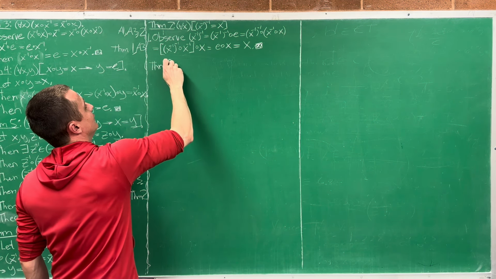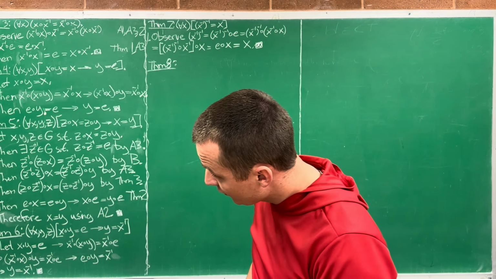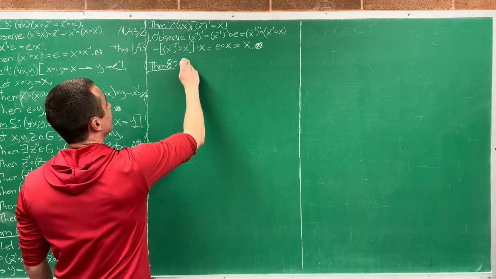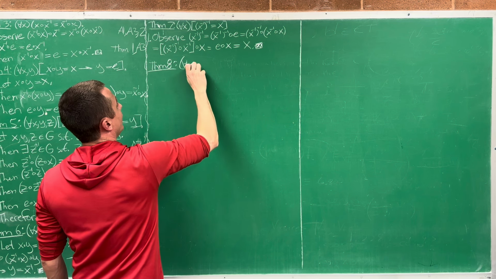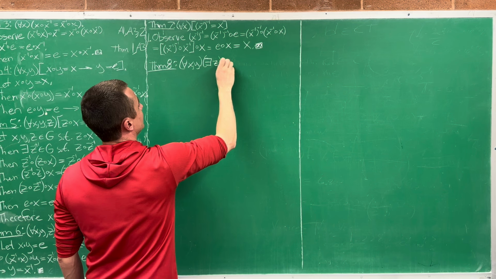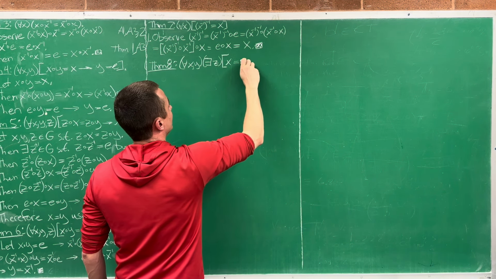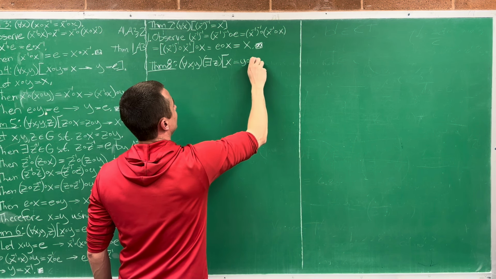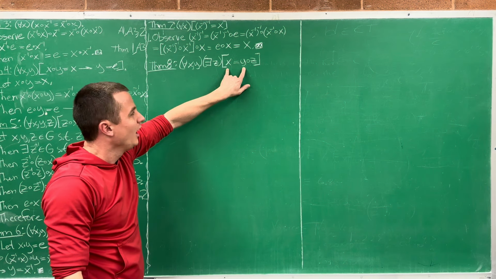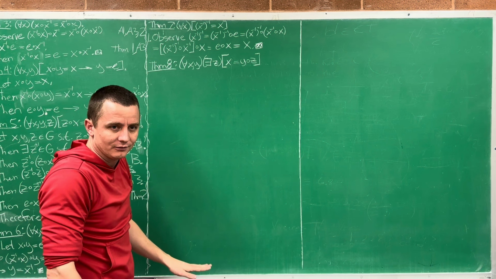Theorem 8 says, for all x and y, there exists a z such that x is equal to y circle z. For all x and y, there exists some z out there such that x is equal to y circle z. So for any two elements, I can always circle something onto one to get the other.